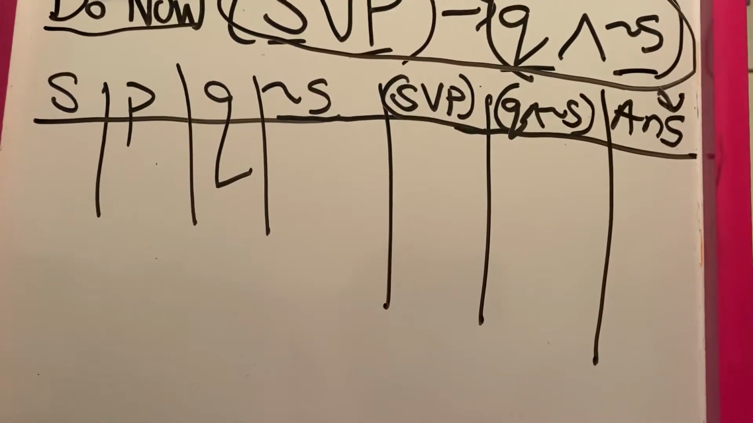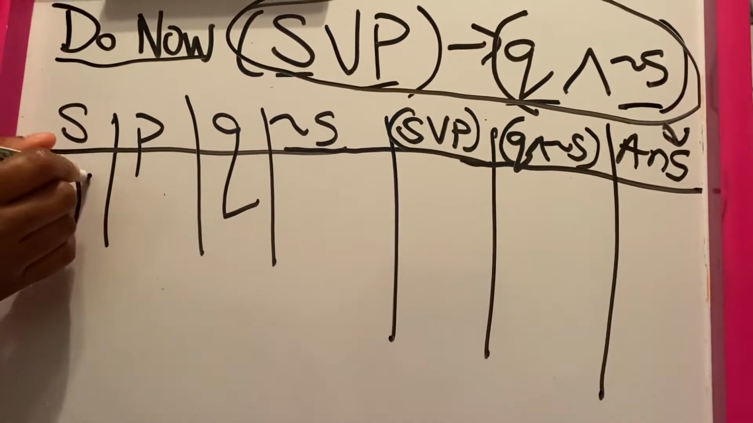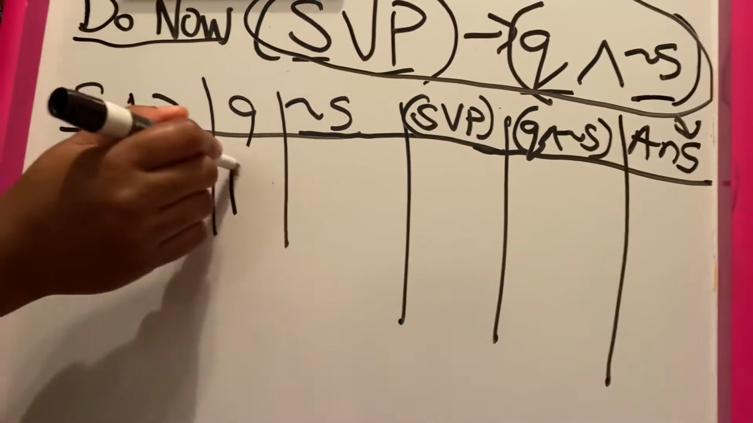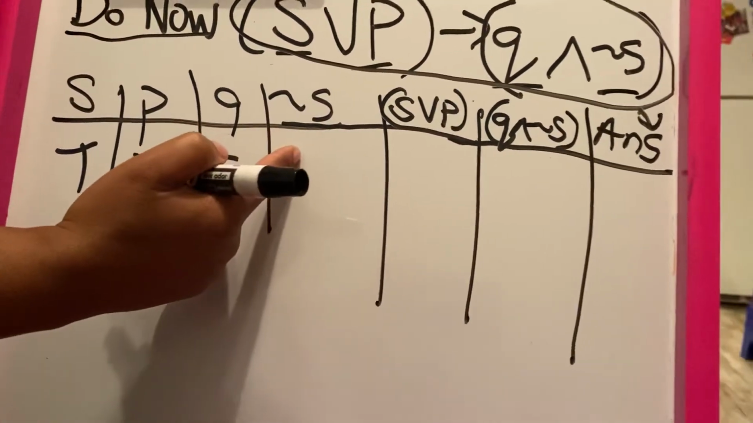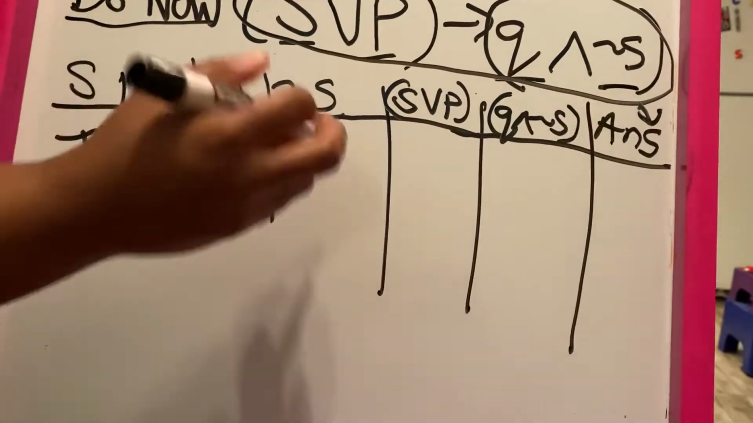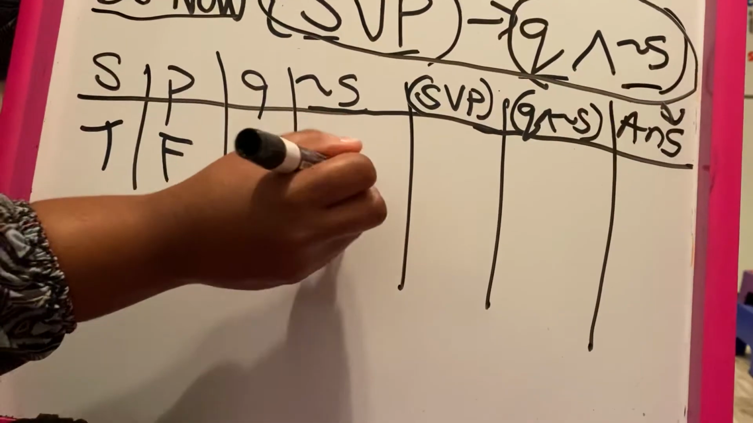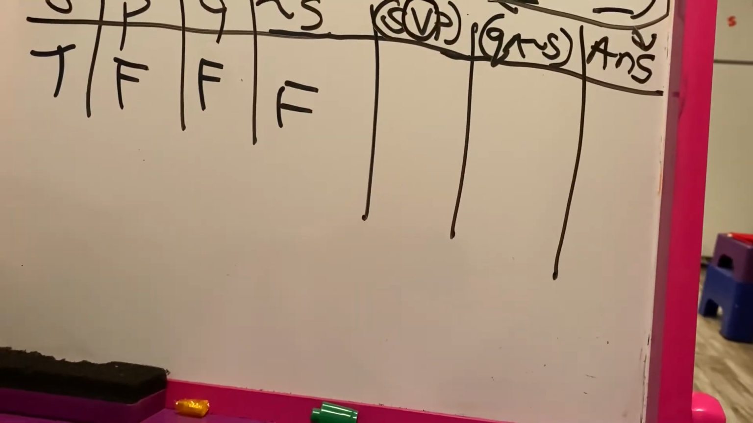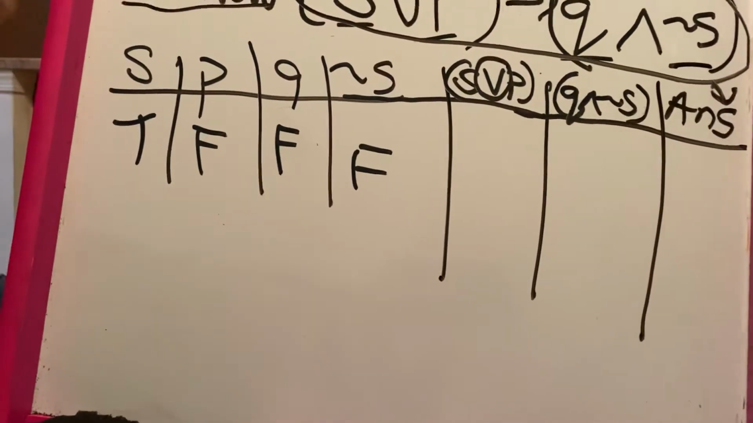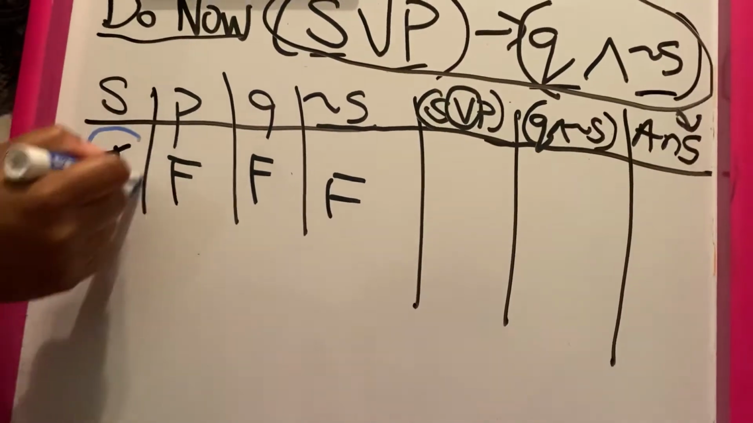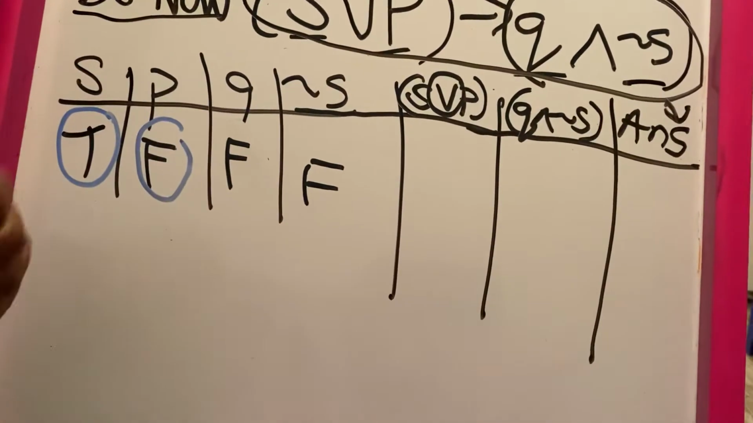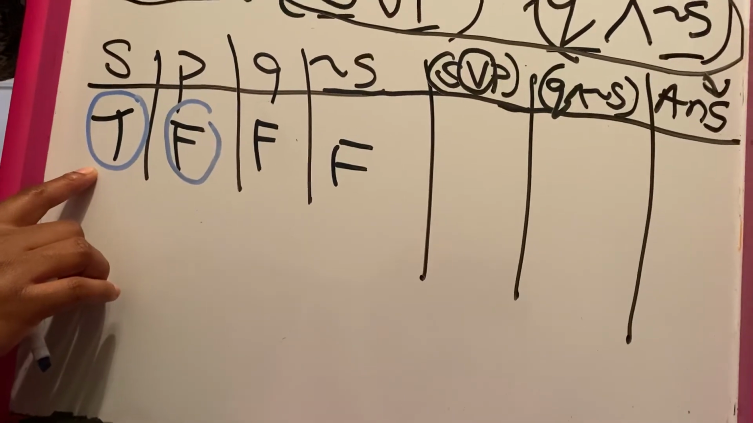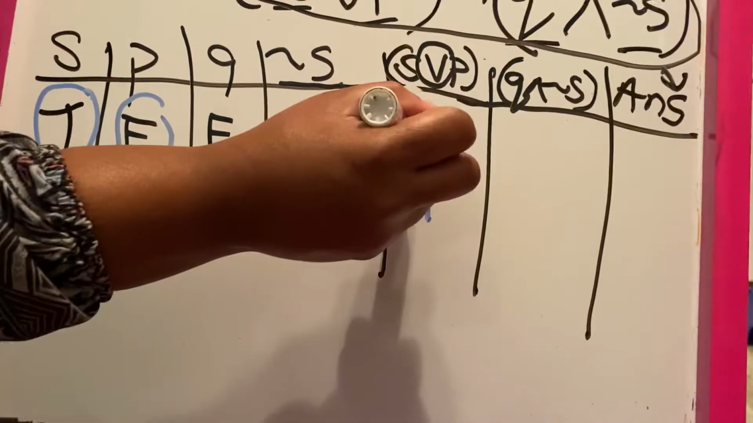Okay? Now the do now problem says that S is true, P is false, and Q is false. Therefore, not S is the opposite of S, which is false. And I know that when I have an OR connector, that means that for S or P, one of the statements has to be true. Therefore, since S is true, this whole statement is true.